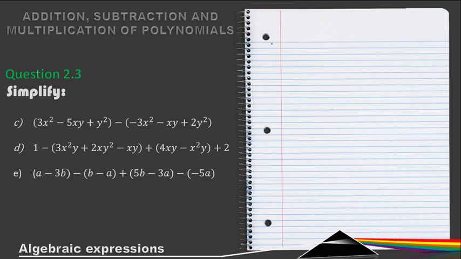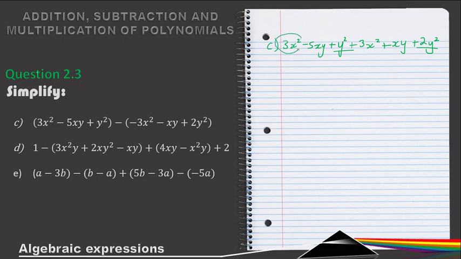Okay, so C. Right, so I'm going to do these a bit faster just so that you have the answer. Otherwise, you can just skip to the answer and mark your work. I assume you've done it. So then 3x squared minus 5xy plus y squared, multiplying in the minus, that becomes plus 3x squared plus xy plus 2y squared. Okay, there's y squared as like terms.